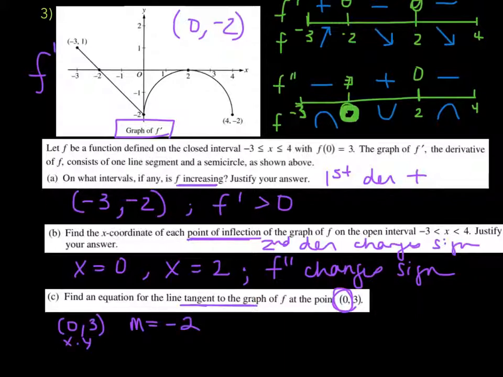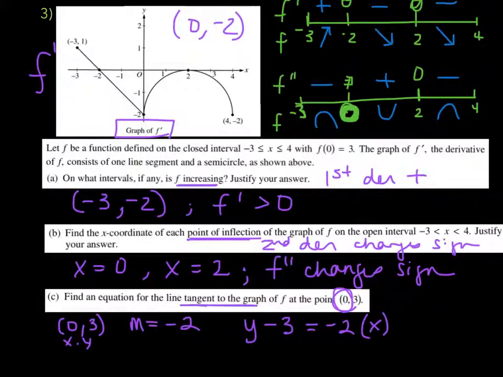So now I have my point and I have my slope and I'm ready to write the equation for the line tangent to the graph of f at that point. Okay, so I'm going to say y minus 3 equals -2 times x minus 0, and x minus 0 is just x.